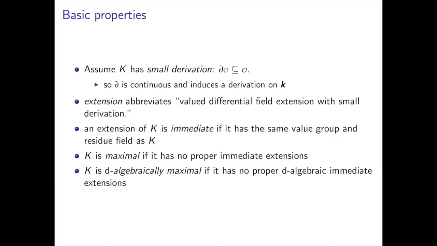Does the residue field and the value group have anything to do with it being small? Maybe a more precise way to ask the same question is, considering the pairs that you could get as a residue field and value group, can all of them be realized with a small derivation? Okay, yeah, better.